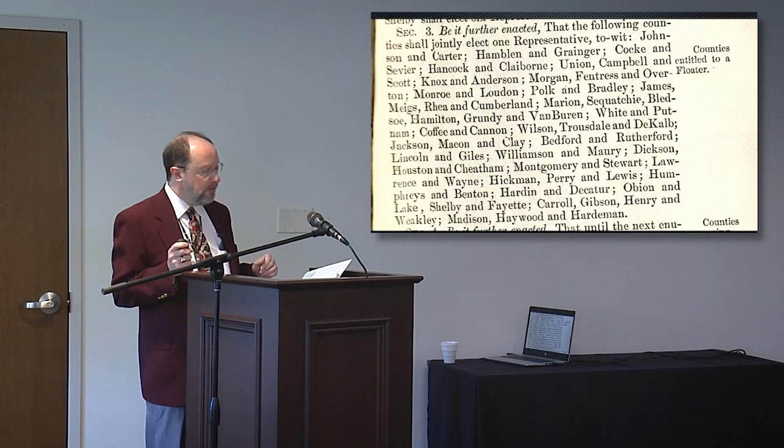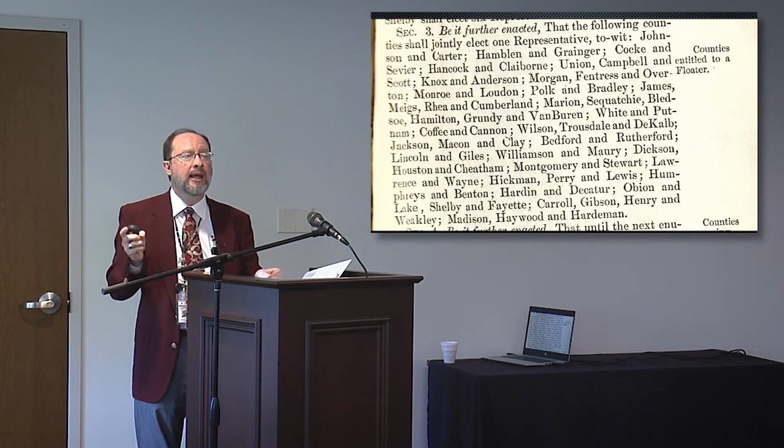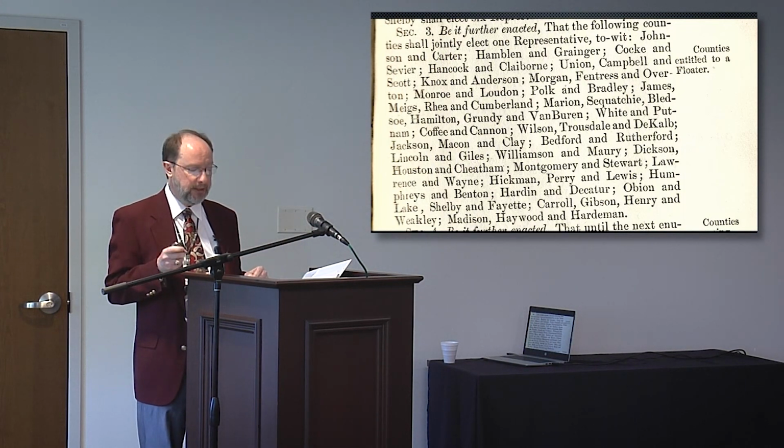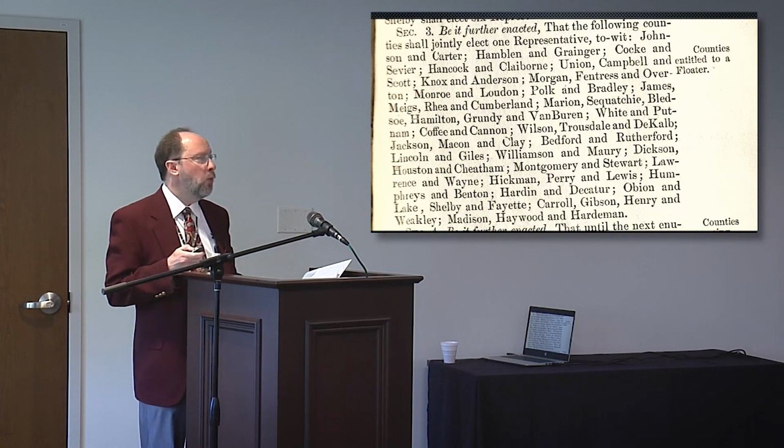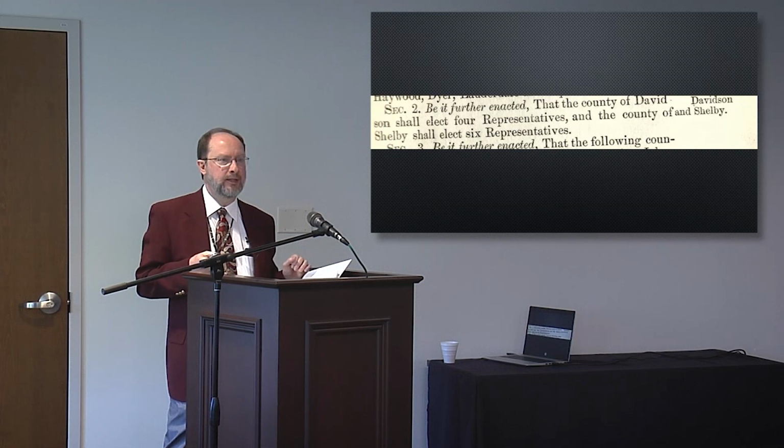The idea of the floaters, the floterial districts, remained, but what had changed was that some counties were growing much more quickly than others. In the 1852 redistricting, Davidson and Shelby counties each had 2 representatives. In the 1871 redistricting, Davidson County had 4 representatives and Shelby County had 6. And people noticed this as well.